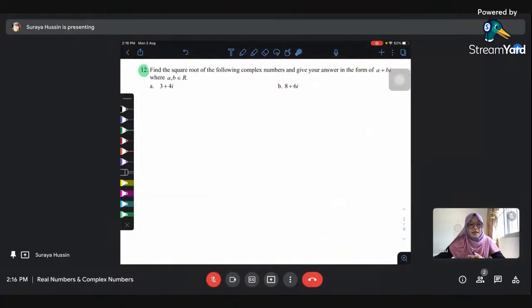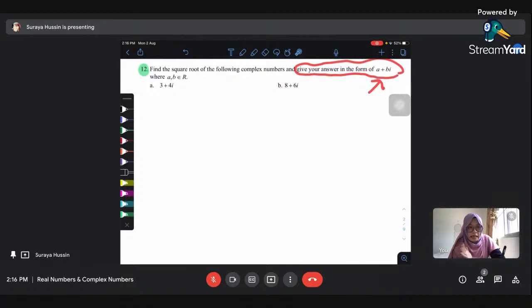12. Yang ini soalan ni ramai sangat orang nak tahu. Ramai sangat orang PM saya dan bertanya macam mana nak solve nombor 12 ni. Okay, so nombor 12 ni, dia kata find the square root of the following complex number and give your answer in the form of A plus BI.